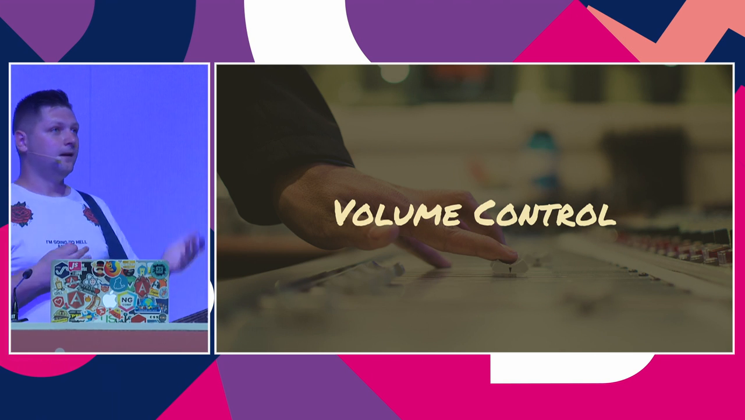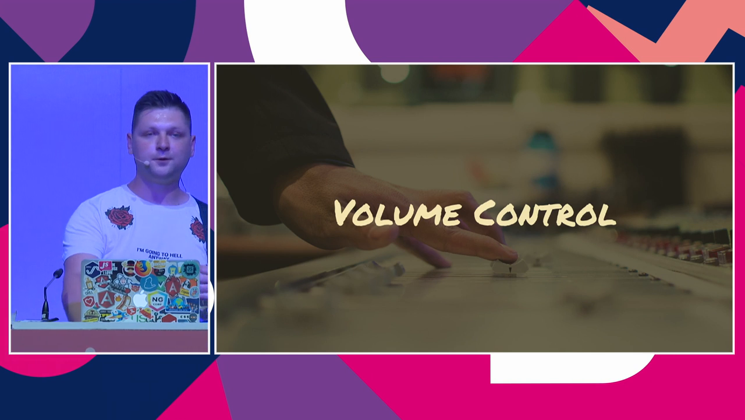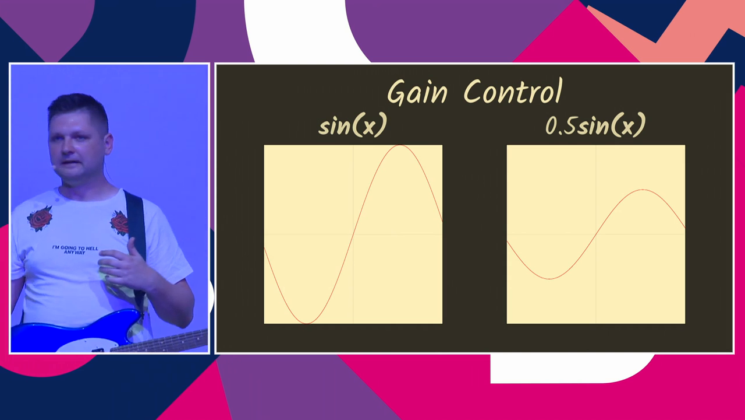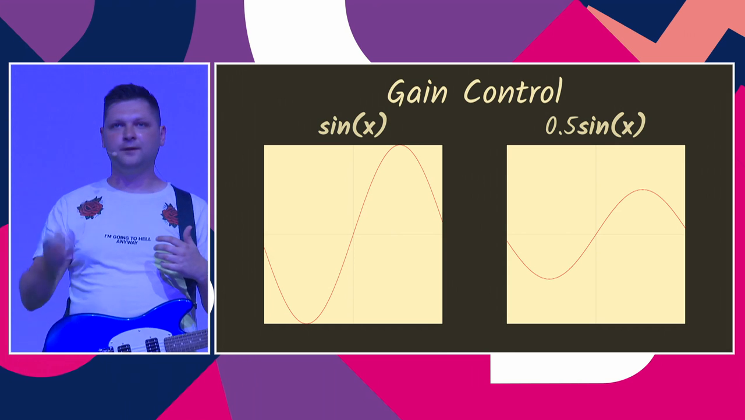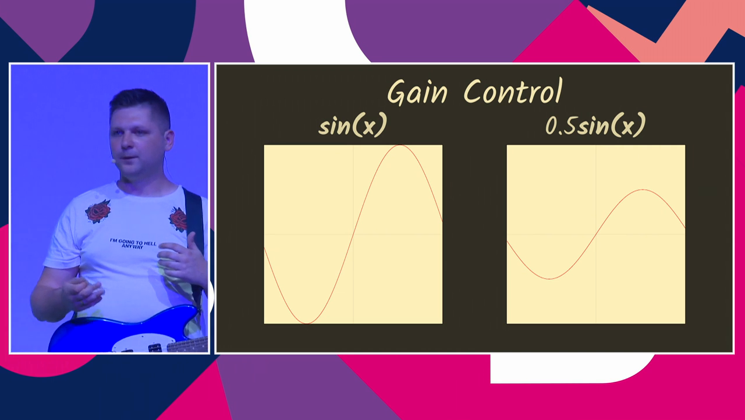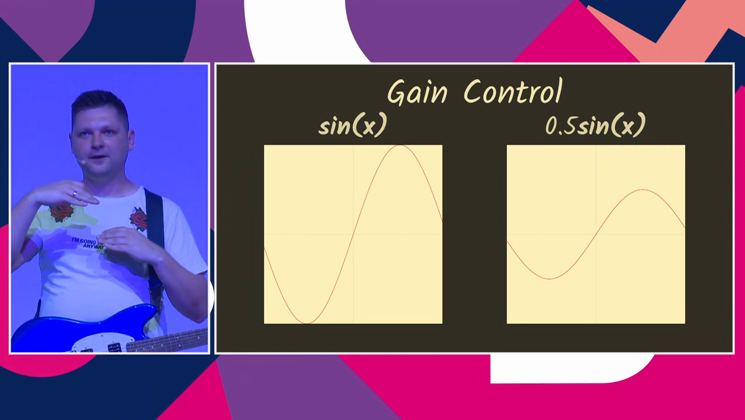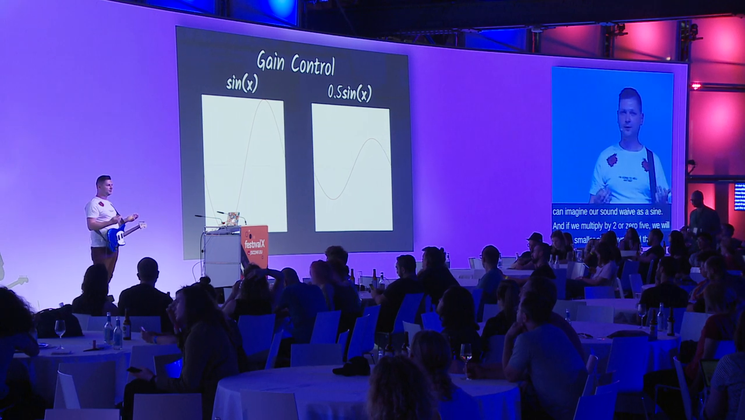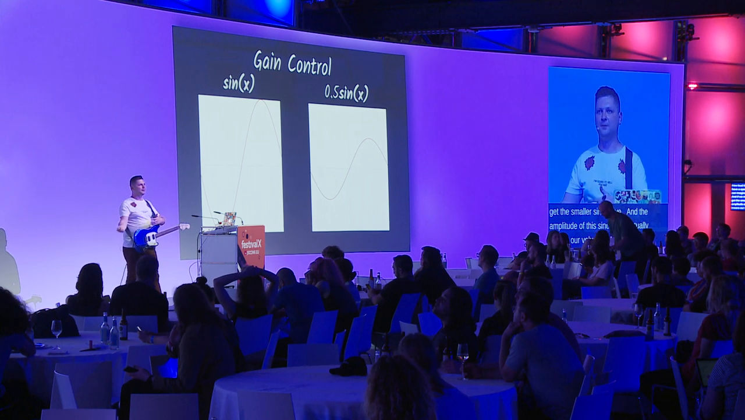When we connect something, we want to control the volume, how loud it is. How to do so? We have a special node, the gain node. We can imagine our sound wave as a sine. If we divide it by 2 or multiply by 0.5, we will get a smaller sine wave. The amplitude of this sine wave means our volume, how loud our sound is. So to reduce sound, we divide by 2. To increase sound, we multiply by some number.